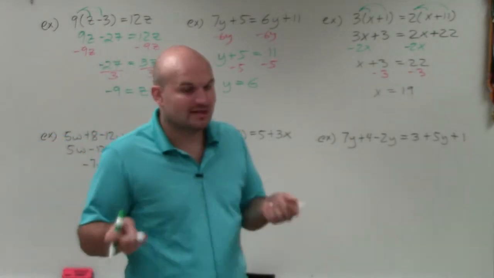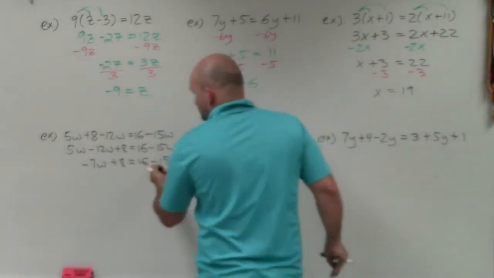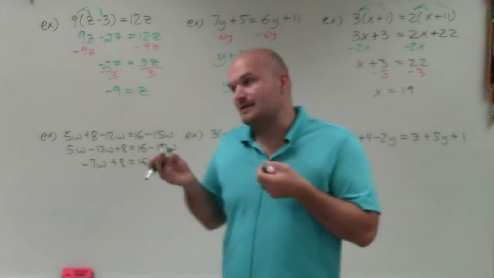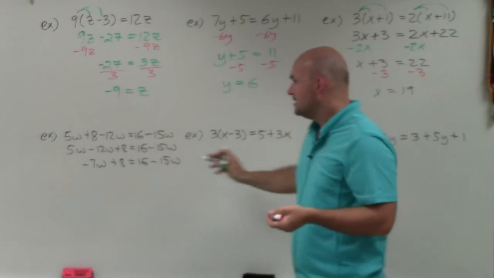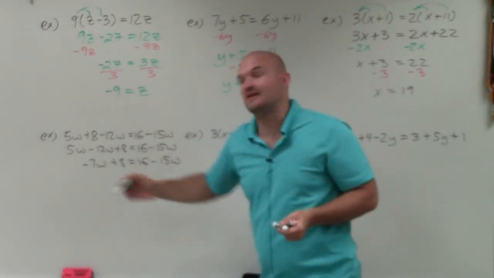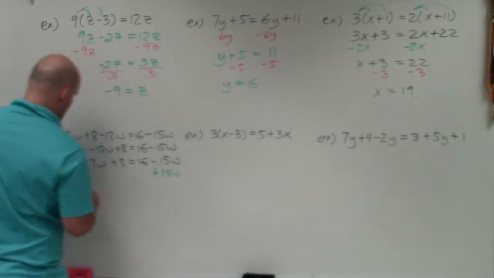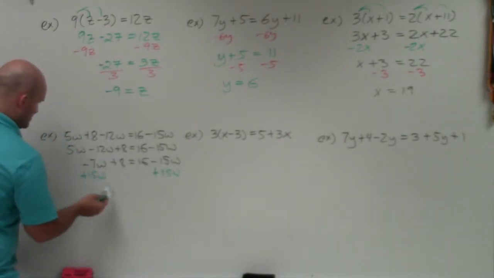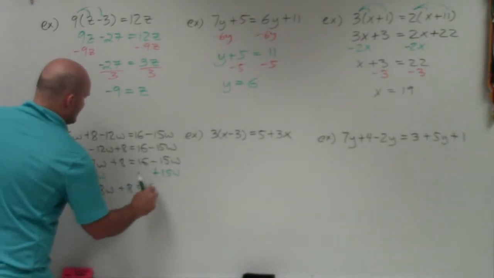Now, again, what we want to do is get our variable to the same side. That's the first thing I want to do. Now, you can see I have two negative coefficients for my variable. So now, instead of using the inverse operation of subtraction like I did for all these, I'm going to have to add. So what I see is if I add a 15w on both sides, that's going to make the w positive on the left side. So I'm going to get rid of the negative 15w on the right side by adding a positive 15w on both sides. That now goes to 0w, which is just 0. And this becomes a positive 8w plus 8 equals 16.